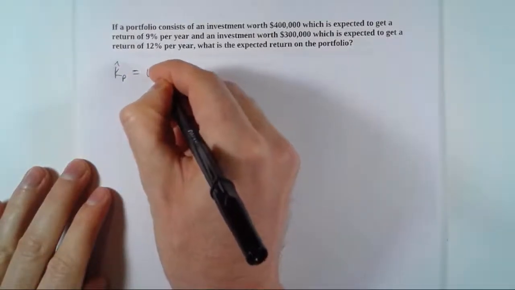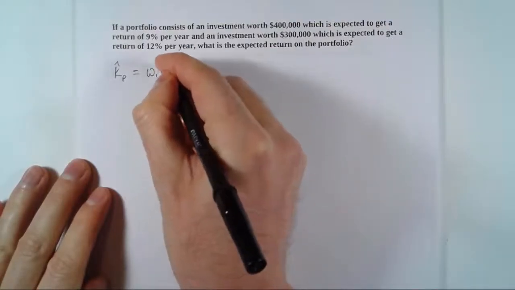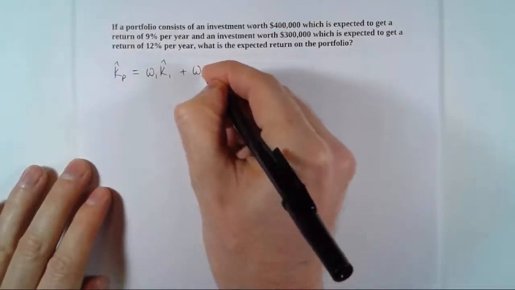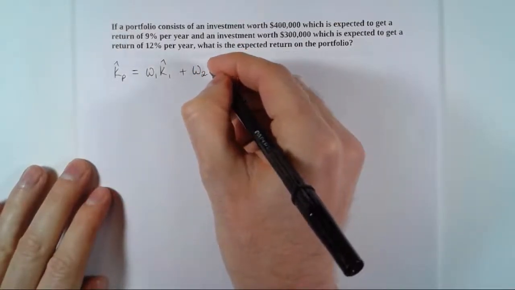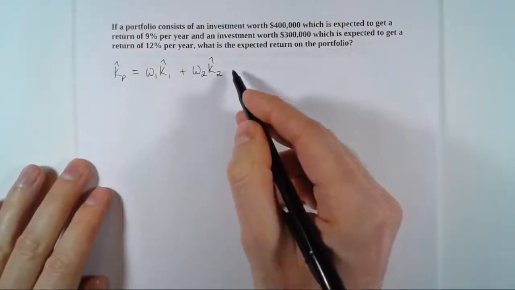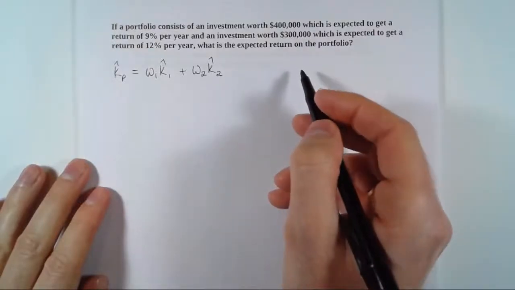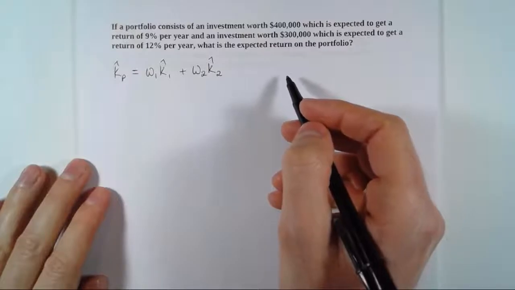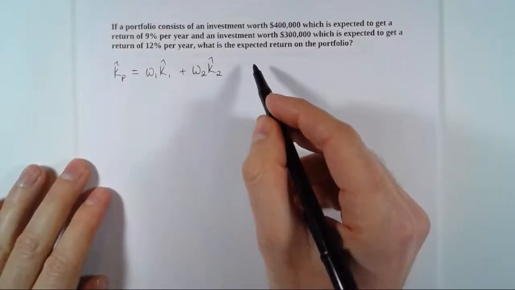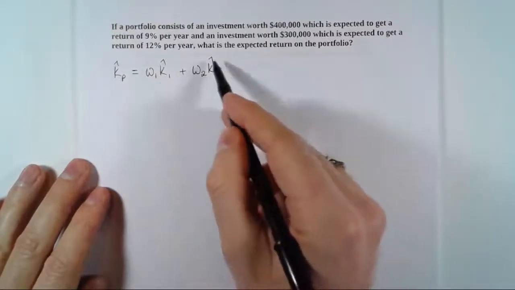So our formula here is that the expected return on the portfolio is going to be equal to the weight of the first item in the portfolio, or first investment, times the expected rate of return on that investment, plus the weight of the second investment in the portfolio times the expected rate of return on that investment. Now, if we had more items or investments in the portfolio, we would keep adding terms here until we ran out of stocks or investments or bonds or what have you in the portfolio. But in this particular portfolio, we only have two investments. So we're just going to have investment 1 and investment 2.